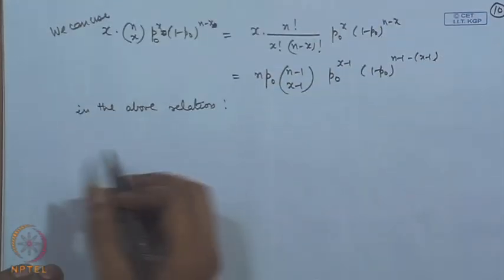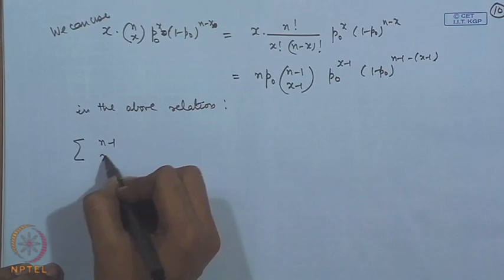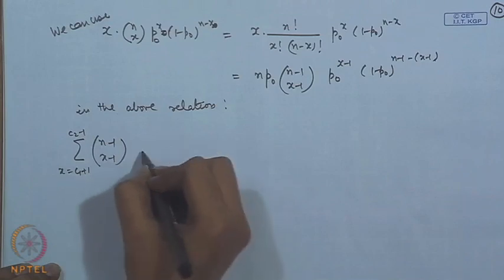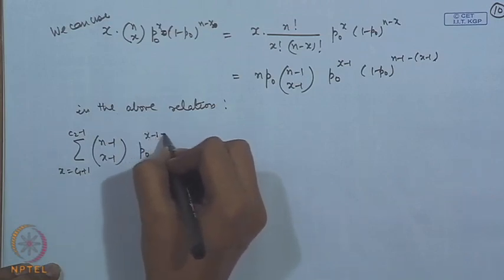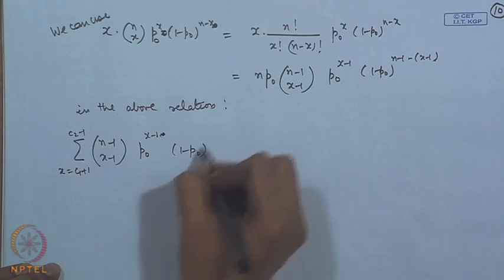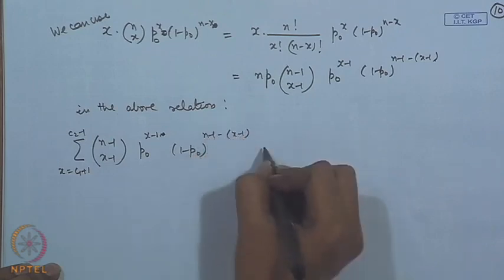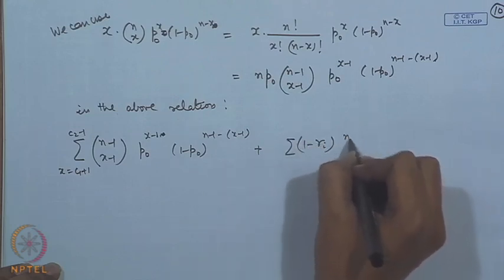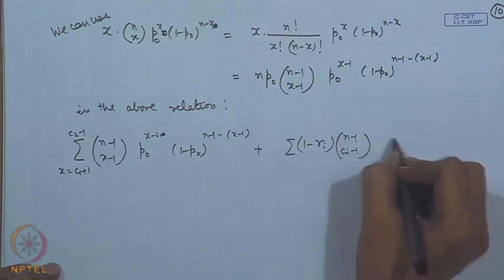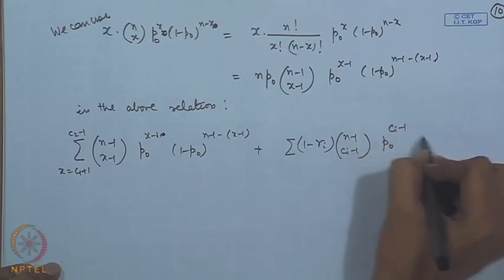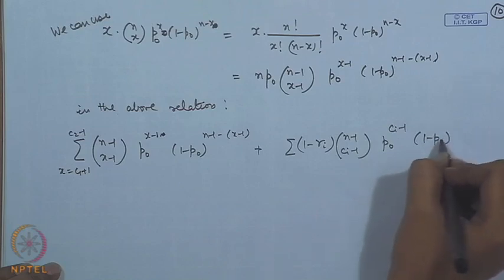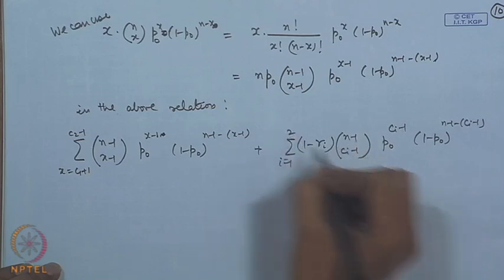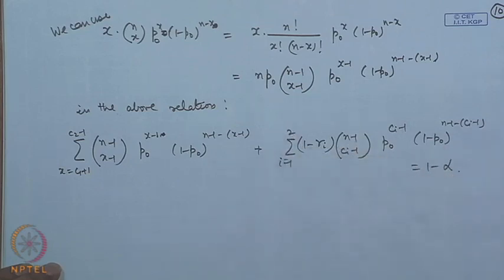So, this will give me simply the sum over x equal to c_1 plus 1 to c_2 minus 1 of (n minus 1)C(x minus 1) p naught to the power x minus 1 and (1 minus p naught) to the power n minus 1 minus (x minus 1), plus the sum over i of (1 minus gamma_i) (n minus 1)C(c_i minus 1) p naught to the power c_i minus 1 (1 minus p naught) to the power n minus 1 minus (c_i minus 1), i equal to 1, 2, that is equal to 1 minus alpha.